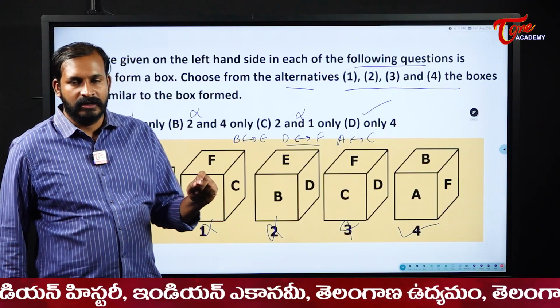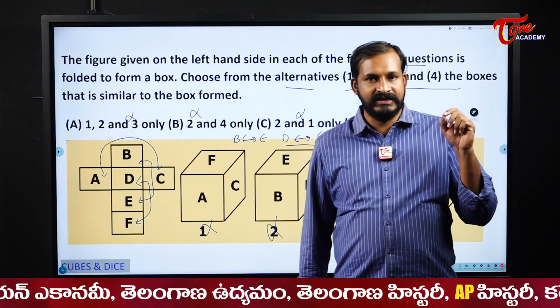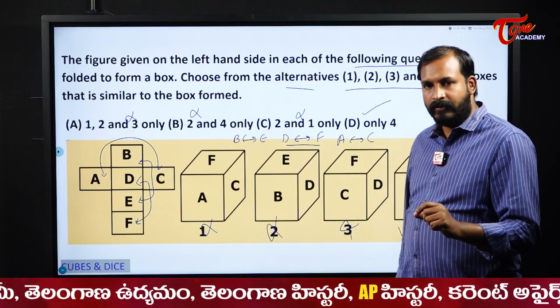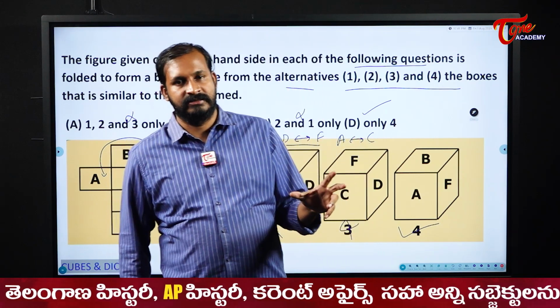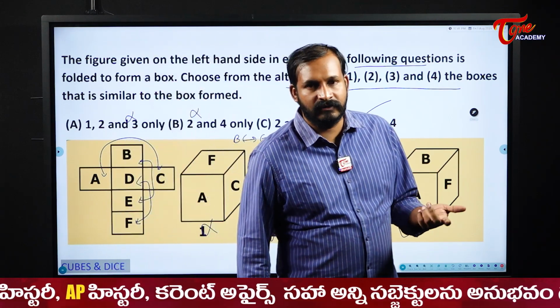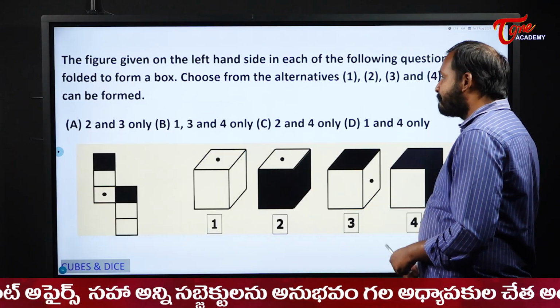Only figure 4. So here we will take the help of option elimination, and that is the best method to solve these problems. We will do the option elimination by writing the opposite pairs. By writing the opposite pairs, we will solve the problems here. Now we will see the next one.